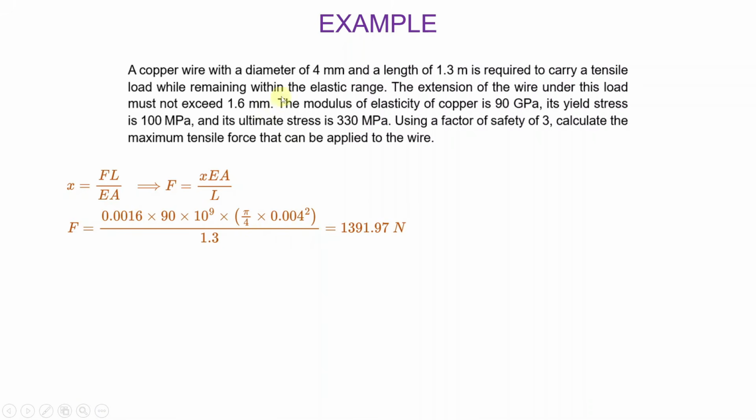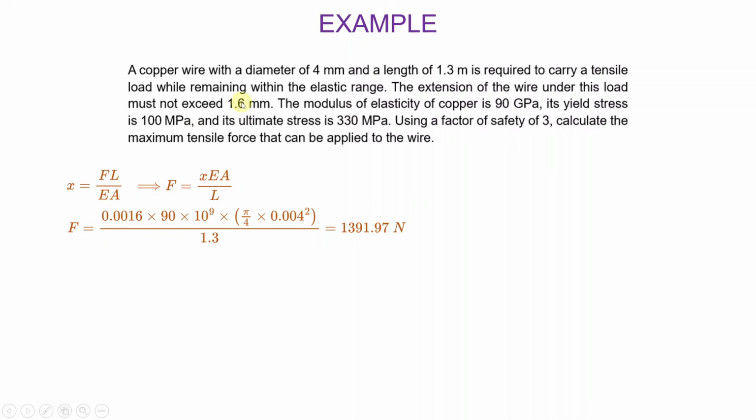We know that the diameter of the wire is 4 millimeters. You change that to meters. This is the Young's modulus, 90 gigapascals, 90 times 10 to the 9. And this here is the extension, 1.6 millimeters, in meters, and you divide by the initial length of the wire, which is 1.3 meters. And so for us to be able to have an extension of 1.6 millimeters, our force must not be greater than 1,391.97 newtons.